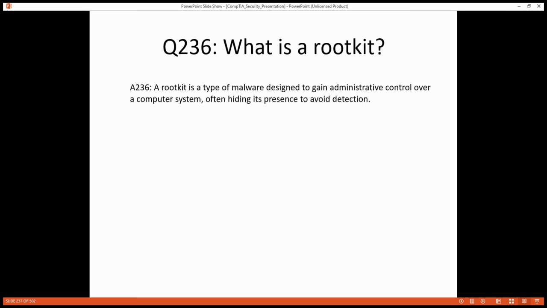Q236. What is a rootkit? A 236. A rootkit is a type of malware designed to gain administrative control over a computer system, often hiding its presence to avoid detection.